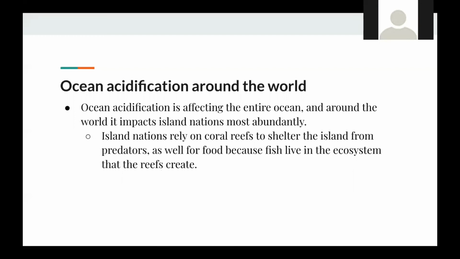Okay, so ocean acidification around the world. Ocean acidification is affecting the entire ocean, and around the world it impacts island nations the most, because island nations rely on coral reefs to shelter the island from predators, and they also use the coral reefs for food because fish live in the ecosystem that the reefs create.